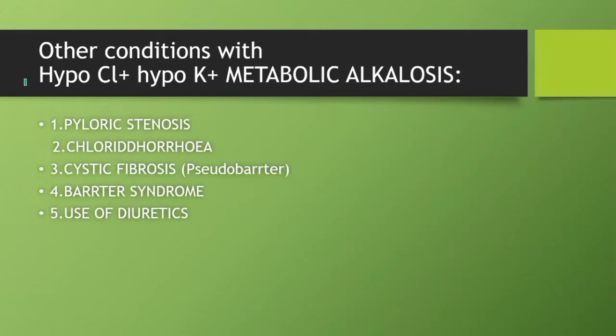I have not included hyponatremia here, even though these conditions also cause hyponatremia, because in the recall questions, mostly they do not mention the hyponatremia. Mostly they say a patient has come to you with hypochloremia, hypokalemia, metabolic alkalosis, and they'll give you certain options and you have to differentiate. Now, how are you going to differentiate? Because all these five things cause this similar picture.